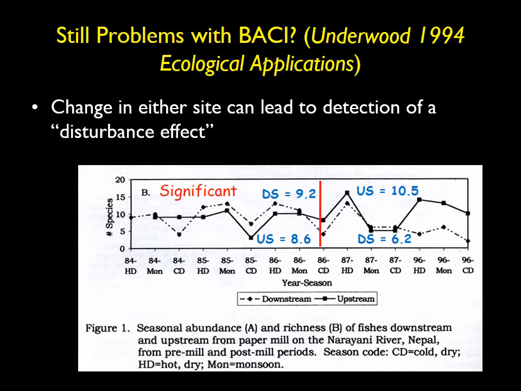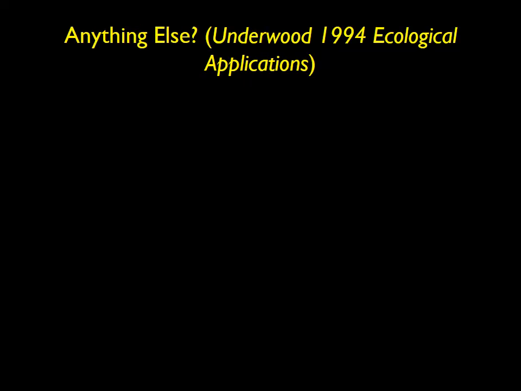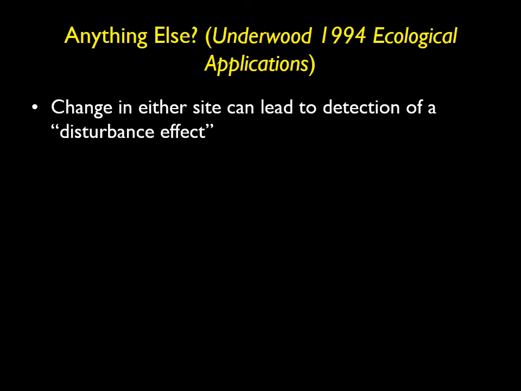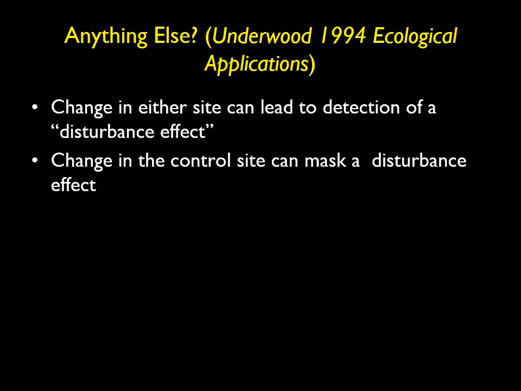So the Bakke design, because it's based on that difference, you know, a significant effect can be driven by changes to either site. Some other considerations with Bakke. Again, this is kind of what we said, right? Change in either site can lead to detection of a disturbance effect. Change in the control site can mask a disturbance effect, right? So if there's a decrease in fish species at our disturbance site, but then there's a similar change in our control site, it can mask that.